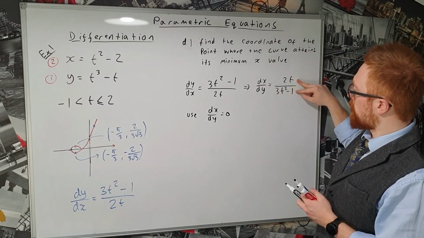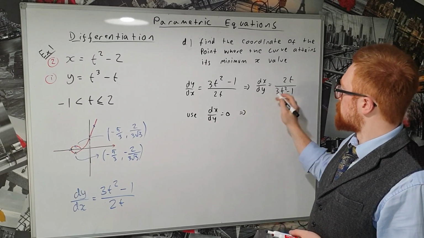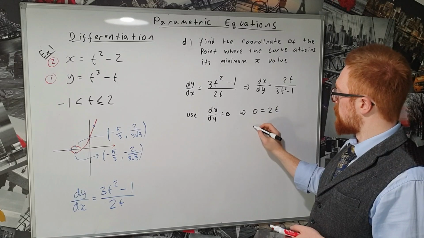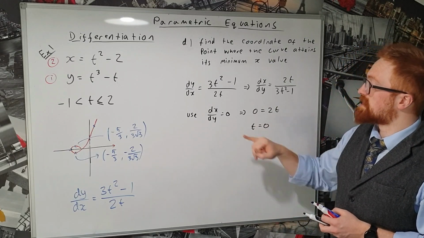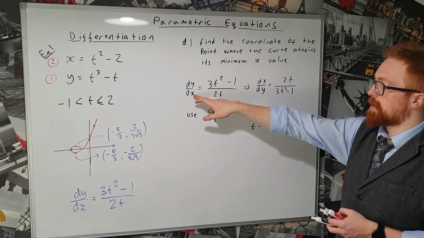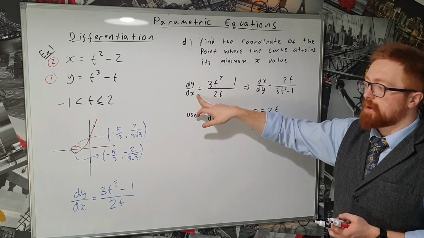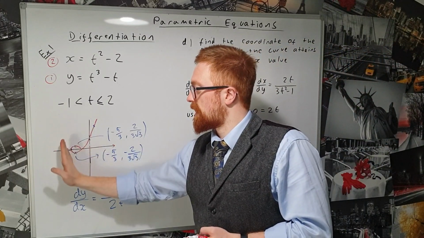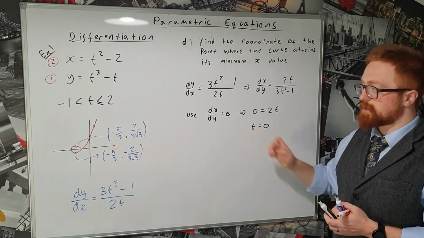So again, if we've got a fraction equal to 0, we only need the top to be equal to 0. So that gives me that 0 is equal to 2t, which gives me that t is equal to 0. Now in part C, we noticed that in dy dx, t couldn't be equal to 0, because then dy dx wouldn't be valid. And this is why, because at this point dy dx isn't valid, because it would actually tend to infinity as t gets closer to 0.